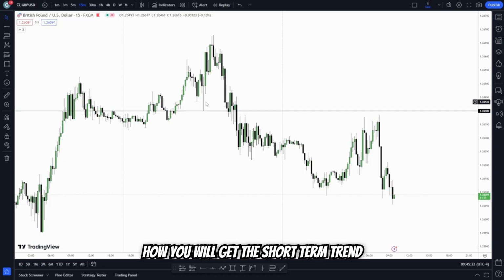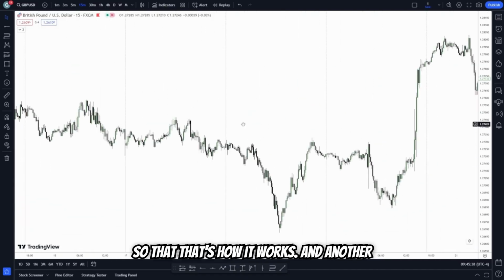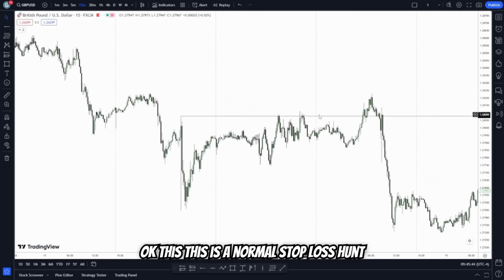And how will you get the short term trend from a high time frame narrative? If you have a 1h time frame narrative that it's bearish, then you can look for sells on the 15-minute or 5-minute. Okay, so that's how it works. And another thing is, you can see it everywhere. Okay, this is normal stop loss hunt trading.